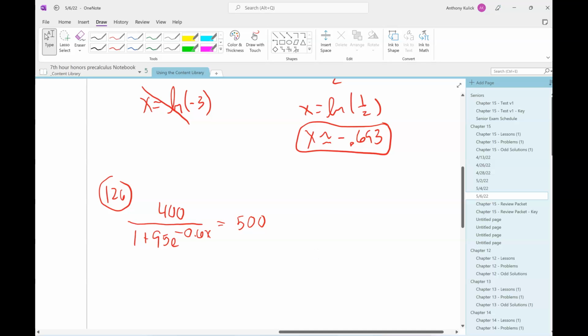All right. So I noticed that the variable location, it's in the exponent of a number in the denominator. So first thing I would do is try to get that out of the denominator. So I would just cross multiply.